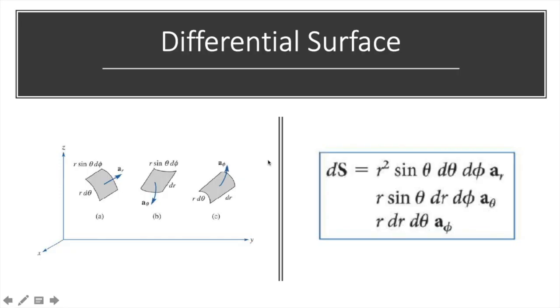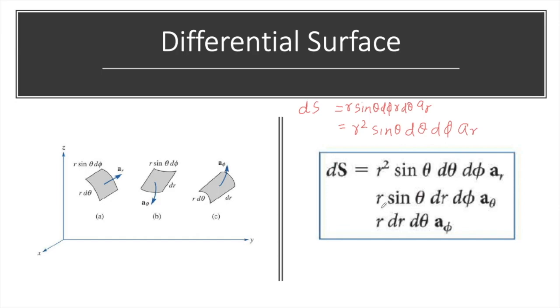As I said, when we are writing the surface ds which has the normal as ar, then we multiply the other two, that is of theta and phi. What did we see there? r sine theta d phi and r d theta. This is what we have written here. So this becomes r square sine theta d theta d phi ar. This is going to help us really.